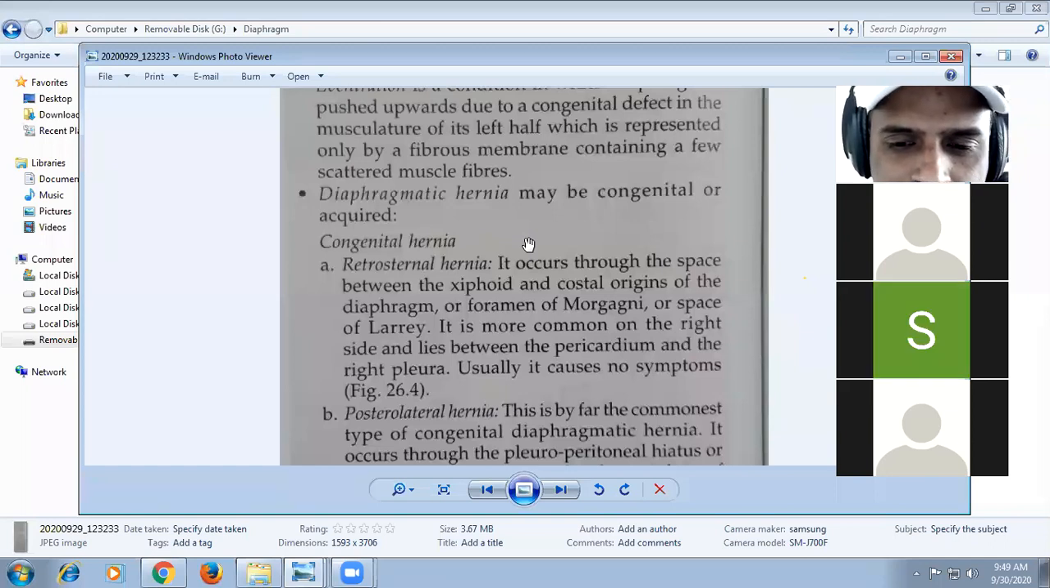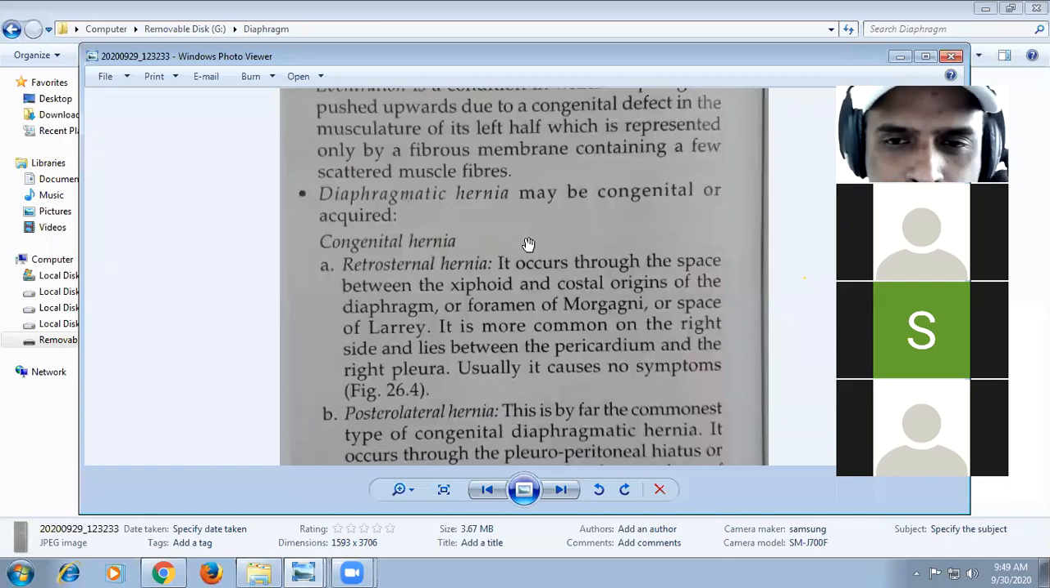Abnormal protrusion of the abdominal content through the weakest point. Who is speaking? Shreya, sir. Shreya Chaugle. Yes, sir. Okay, correct. Your definition is right. So whatever Shreya told just now, the definition of the hernia, is correct.